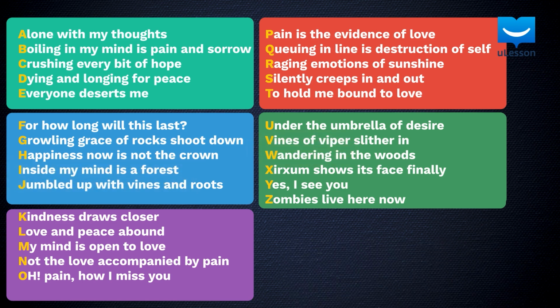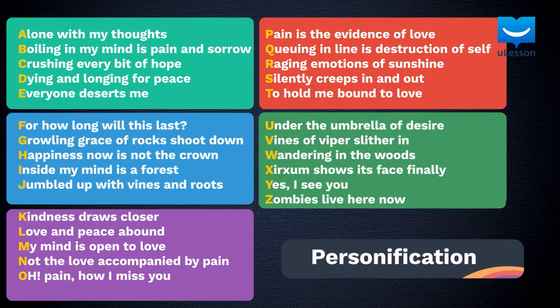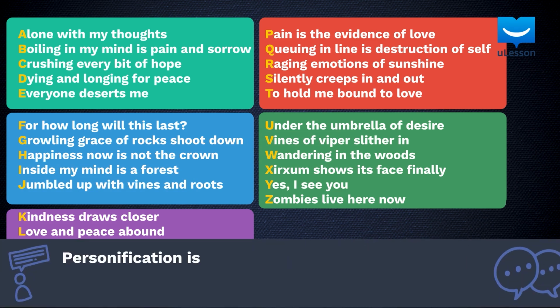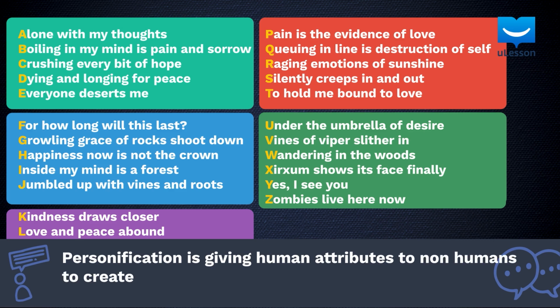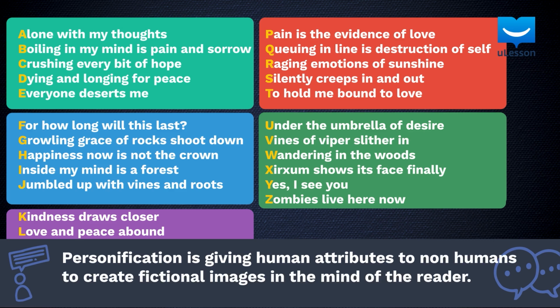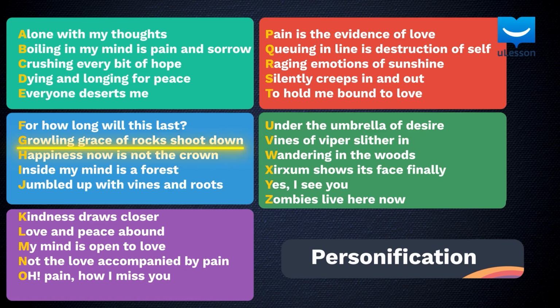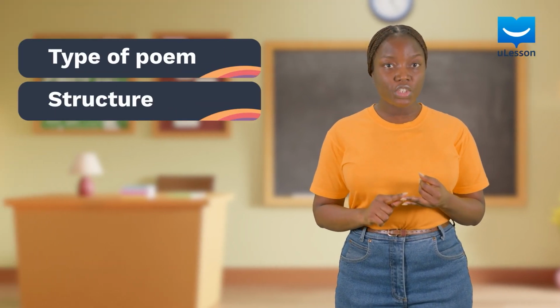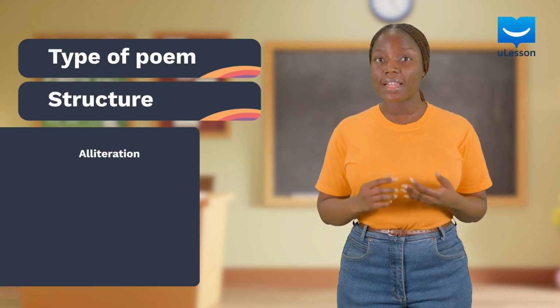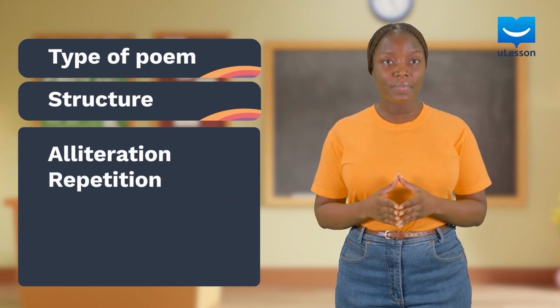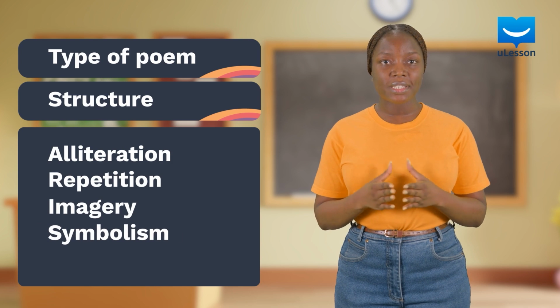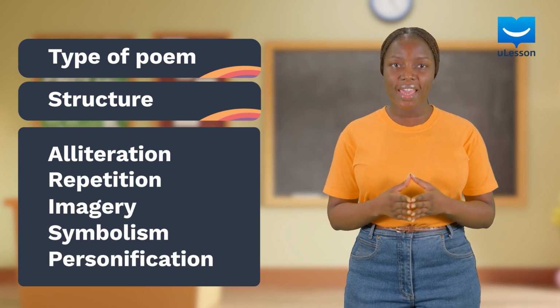The last figure of speech we will be analyzing in this poem is personification. Personification is giving human attributes to non-humans to create fictional images in the mind of the reader. In line 7, the poet uses personification by giving a human attribute of shooting to the growling grace of rocks. In this lesson, we were able to identify the type of poem, the structure and poetic techniques such as alliteration, repetition, imagery, symbolism, and personification used in the poem.